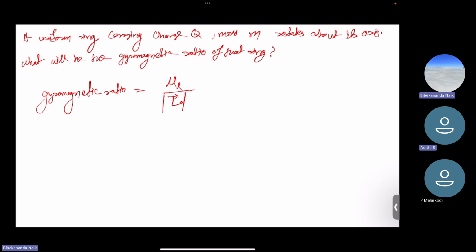So here the axis of rotation is along the diameter of the ring. Yes, it rotates about its axis. Axis means the central one that is passing through its center. For example, this is the ring, this is the axis. It is rotating like this about the axis. It has mass M and charge Q.